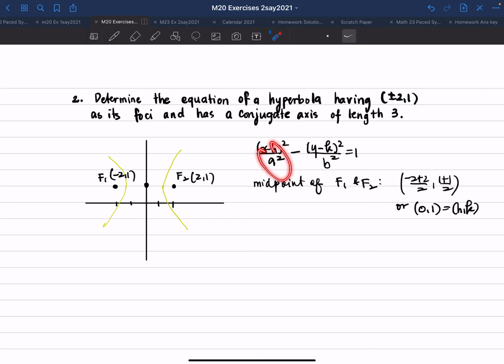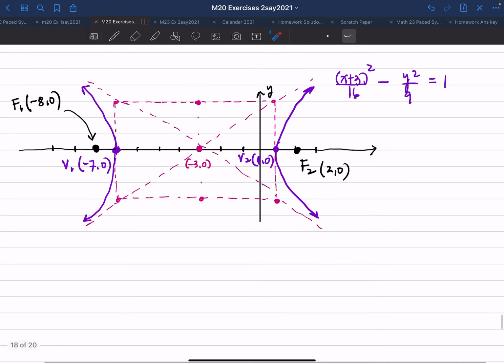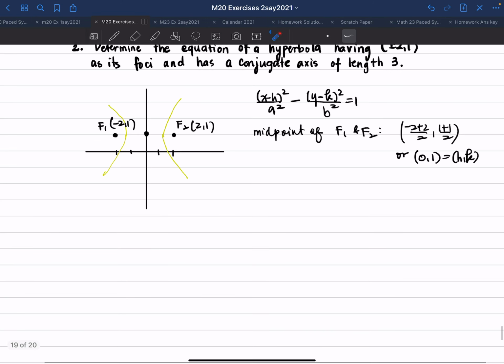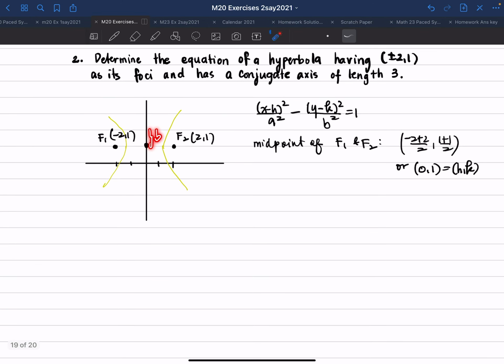We have to find A and B. But from the problem, sinabi niya, conjugate axis of length 3. So what do we mean by the conjugate axis length 3? So meaning the length of this part is 3. B is the half of the conjugate axis. So yung B natin is 3 divided by 2. So that is half of the conjugate axis.